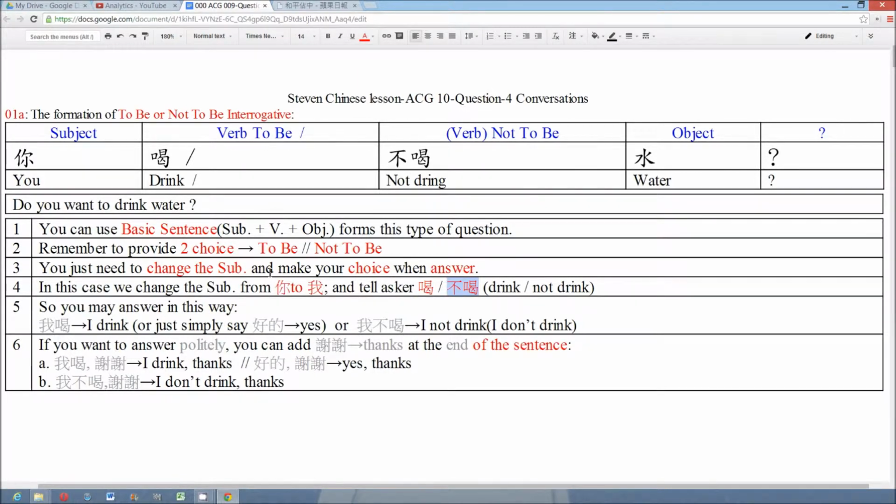The answer can be in this way: 我喝, that means I drink, or just say 好的 yes. And the other choice is 我不喝, I don't drink. And if you want to answer the question politely, you can add the word 謝謝 thanks at the end of the sentence. So the answer can be in this way: 我喝謝謝 I drink thanks, or 好的謝謝 yes thanks. And the other answer is 我不喝謝謝 I don't drink thanks.